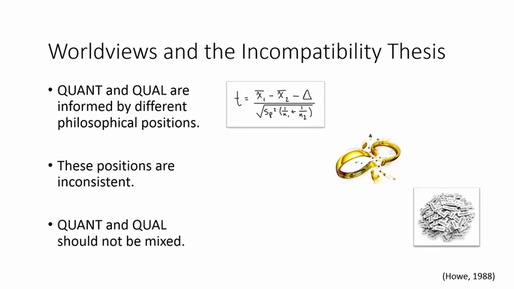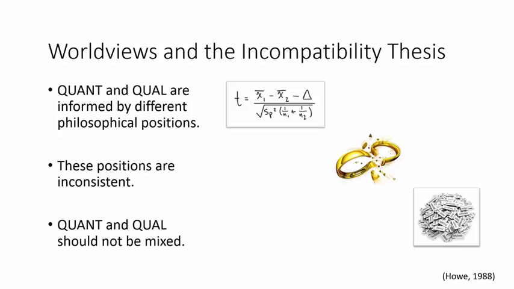And from that, there was this idea advanced by methodological purists referred to as the Incompatibility Thesis. And Howe summarizes this thesis as follows, and then he responds to it. He says, well, quant and qual are informed by different philosophical positions. These positions are inconsistent, so we shouldn't mix quantitative and qualitative forms of inquiry.